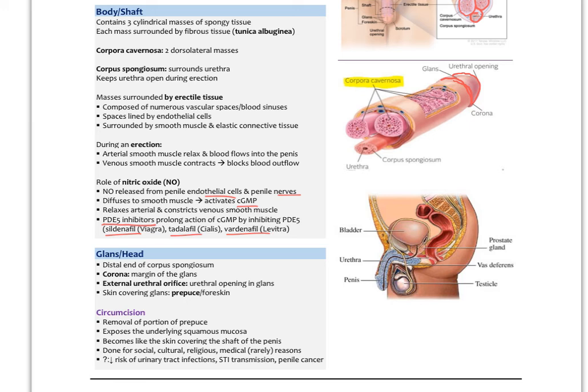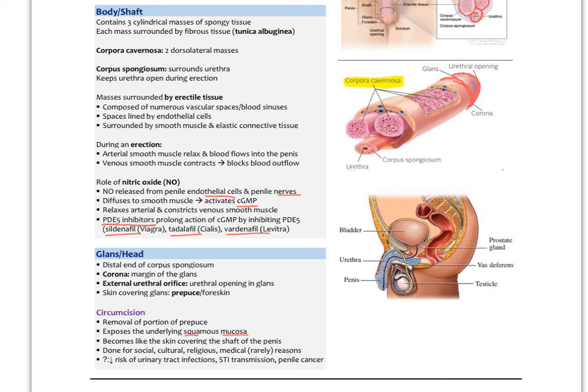There is a covering of skin called the prepuce or the foreskin, which is normally there covering the glans. That is removed for a variety of reasons. If you remove the prepuce, you expose squamous mucosa, and that will over time transform into normal skin. That is thought to allow for greater sensitivity of the head of the penis. It's done for a variety of social, cultural, religious, and sometimes, but rarely, medical reasons.